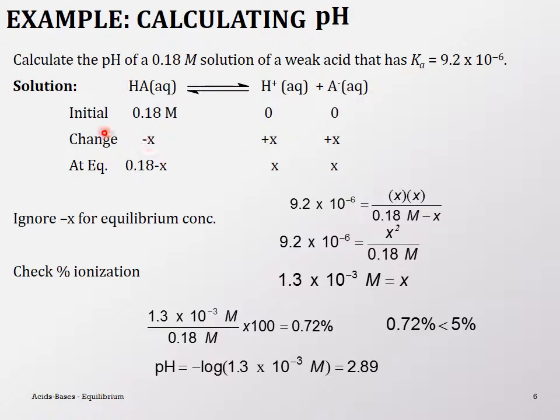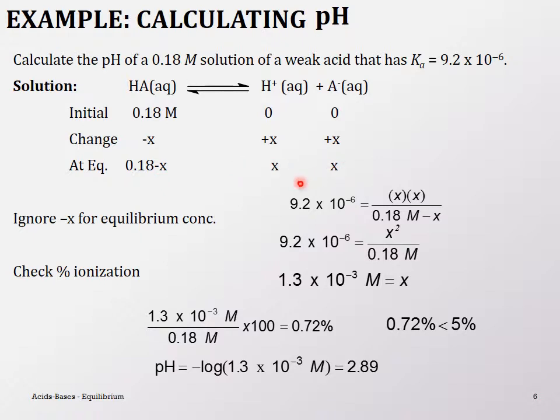So the initial concentration is given to us at 0.18 molar. That's what's given to us. We don't know the concentrations of hydronium ion and the conjugate base. So that's 0, 0 in the beginning, and then the change is of course plus x, and then minus x for the acid. And then at equilibrium, you will have 0.18 minus x for the acid, and then x and x for the hydronium ion and the conjugate base.